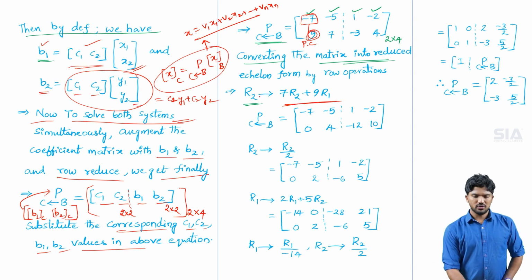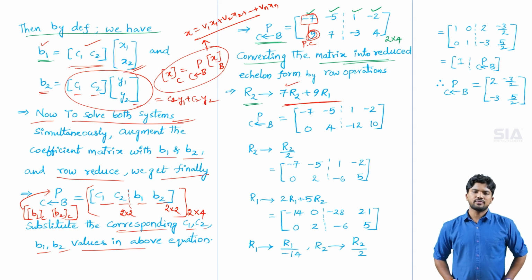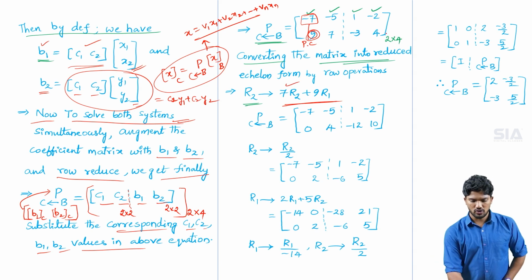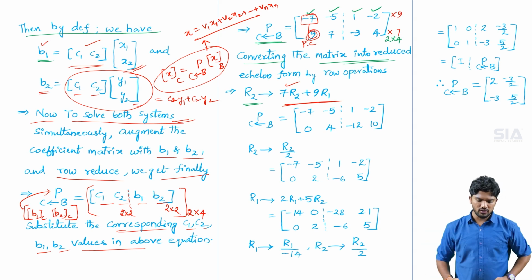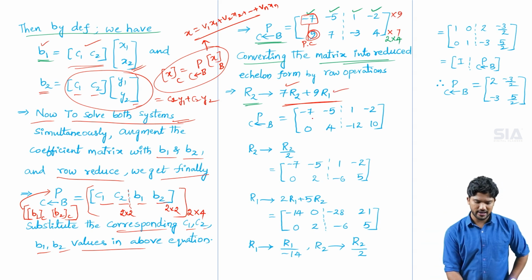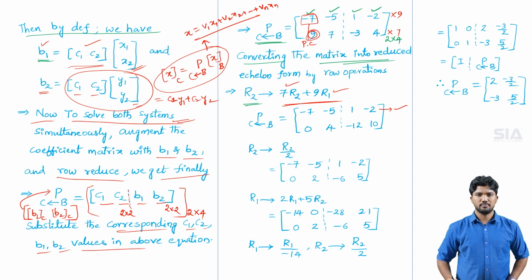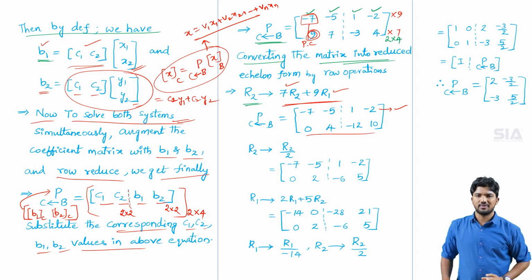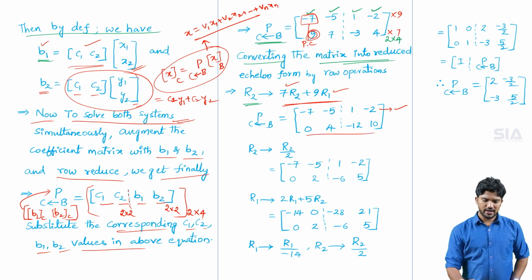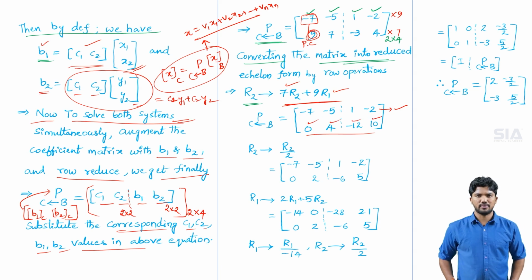So R2 equals 7 R2 plus 9 R1. This whole row you multiply with 7 and this whole row you multiply with 9. The resultant rows you add. We are not changing row 1, so row 1 you can write as it is: -7 -5 1 -2. And the resultant row 2 after applying the row operations you will get 0 4 -12 10. 0 4 -12 10. Why?